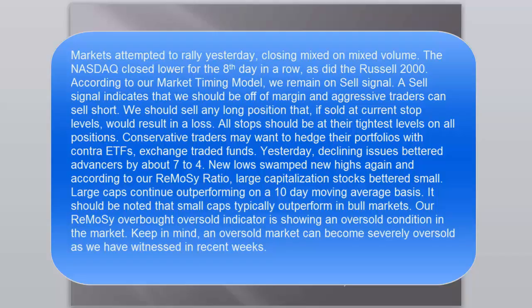Yesterday, declining issues bettered advancers by about 7-4. New lows swamped new highs again. And according to our Ramosi ratio, large capitalization stocks bettered small. Large caps continue outperforming on a 10-day moving average basis. It should be noted that small caps typically outperform in bull markets.